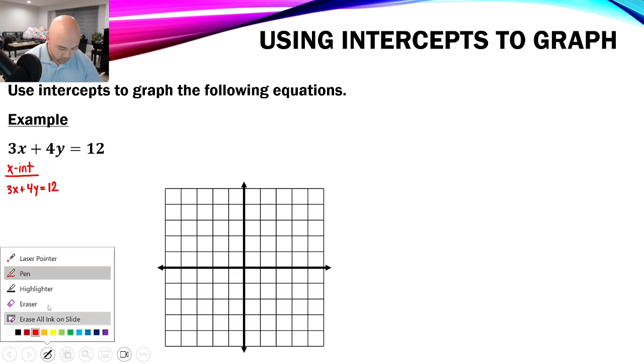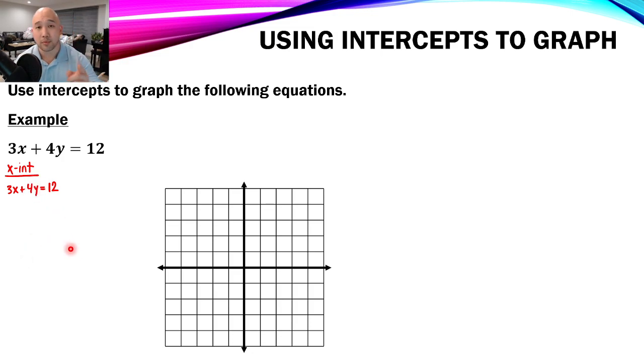So do we see this y right here? We're going to replace that with a 0. And that's going to help us find out what the x value would be for that x-intercept. So watch. I'm going to replace that y with a 0 just like this. And now this is a very easy equation to solve, right? I could just solve for x here.